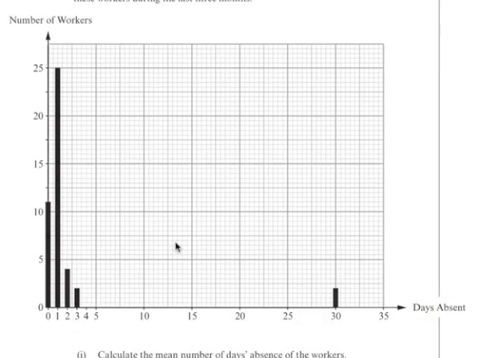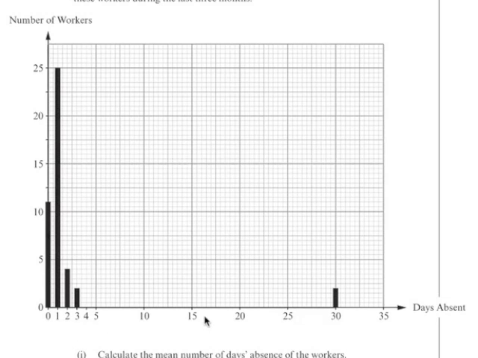Here we have a graphical question, and it asks, a factory employs 44 people. The diagram below shows the distribution of the number of days absence for each of these workers during the last 3 months. So let's have a quick look at the graph and see if we can interpret it.